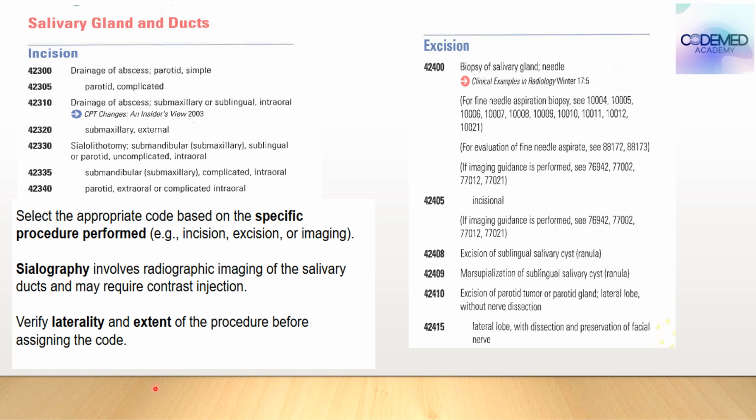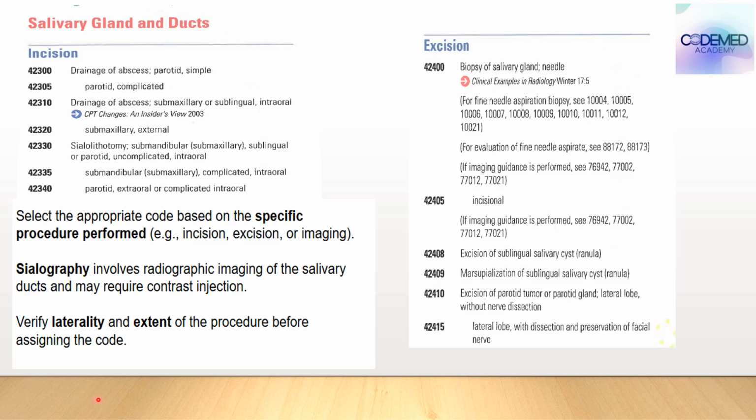Now what are the important guidelines when we are dealing with questions on the salivary gland? First, select the appropriate code based on the specific procedure performed. Are you doing the incision, excision or repair? Even the imaging is an important thing. Sialography involves the radiographic imaging of the salivary duct and may require a contrast injection.